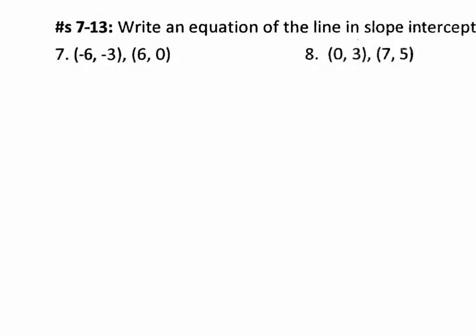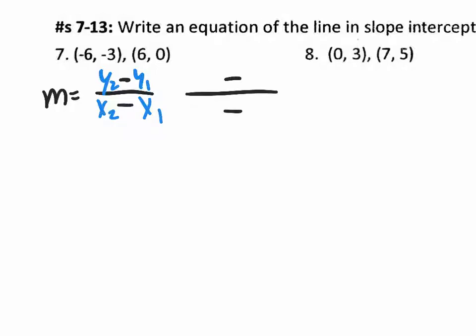So how do we start writing an equation? M equals y2 minus y1 over x2 minus x1. And when you use this slope formula, do the division and subtractions first. And of course, label your x, your y, your x, your y. This is your first point, put a 1 next to it. This is your second, put a 2 next to them. So y2 is 0, y1 is negative 3, x2 is 6, x1 is negative 6.